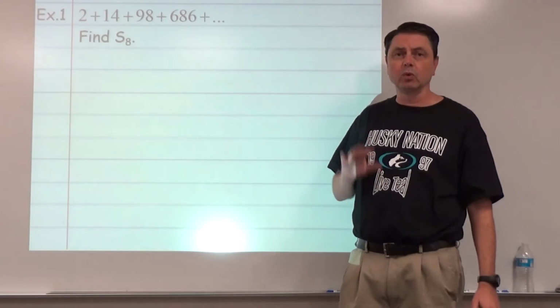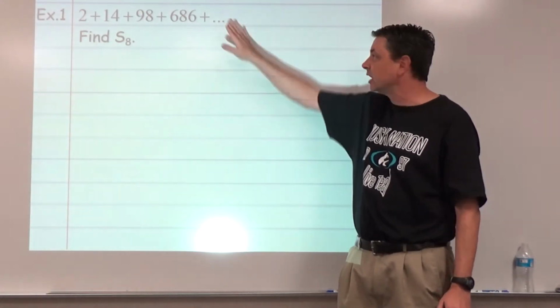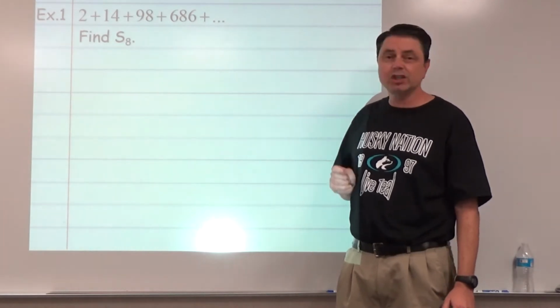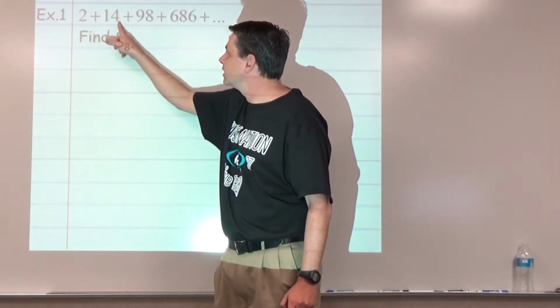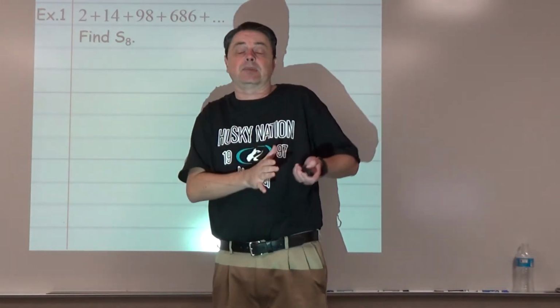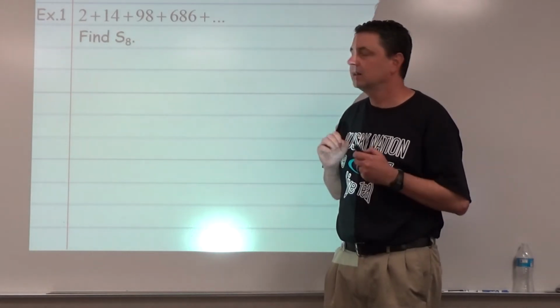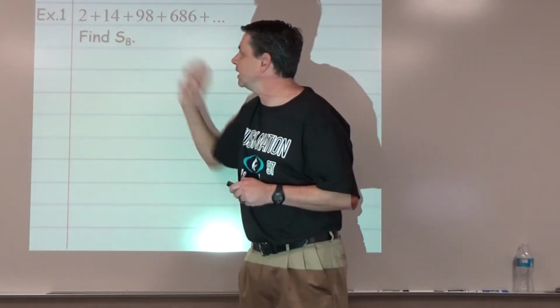So example number 1, our series here, plus, plus, plus, dot, dot, dot, is geometric because we multiply by 7, multiply by 7, multiply by 7. Remember, if it was adding the same thing, that would be arithmetic, and we would use the different formula. This is geometric. We're going to do s sub 8.